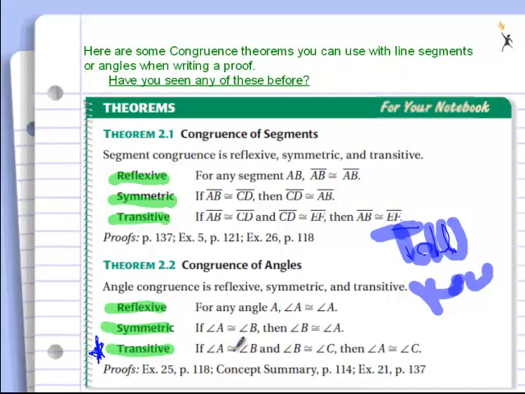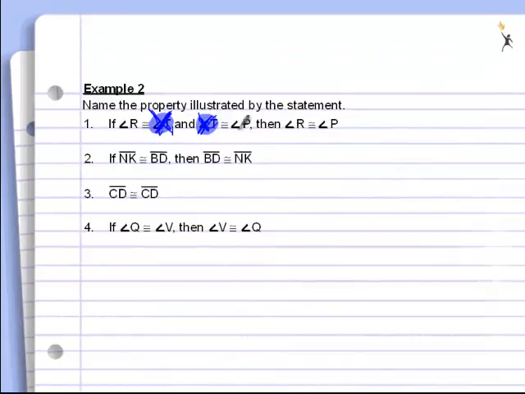A is congruent to B, B is congruent to C. They crossed off B and said A is congruent to C. So I can say that is the transitive property. And I don't need to say it's the transitive property of angles. I don't have to say it's the transitive property of line segments. The transitive property is the transitive property. You can apply it to angles, to line segments, to numbers. You can apply it anywhere.